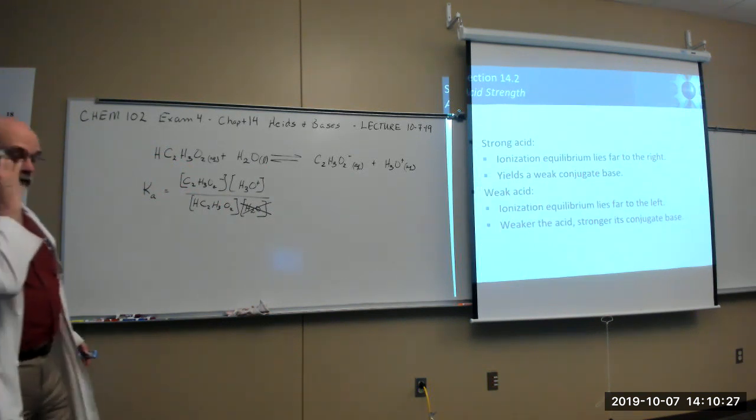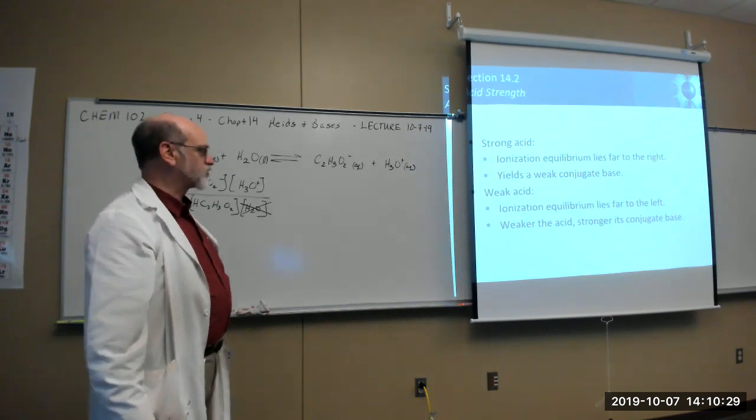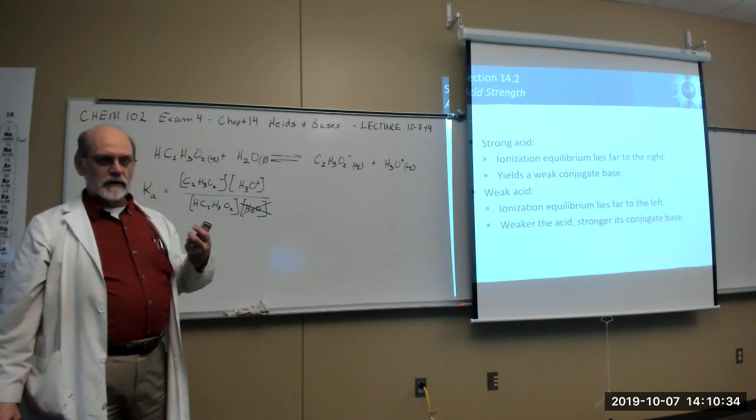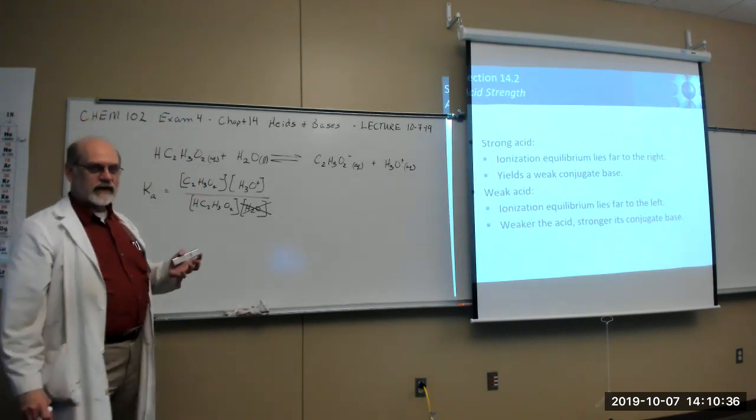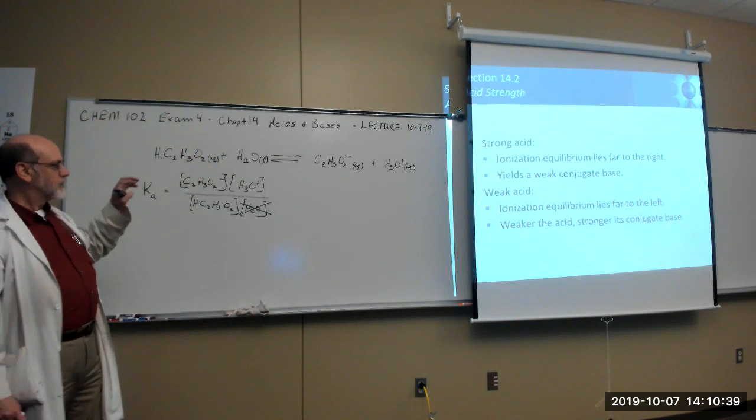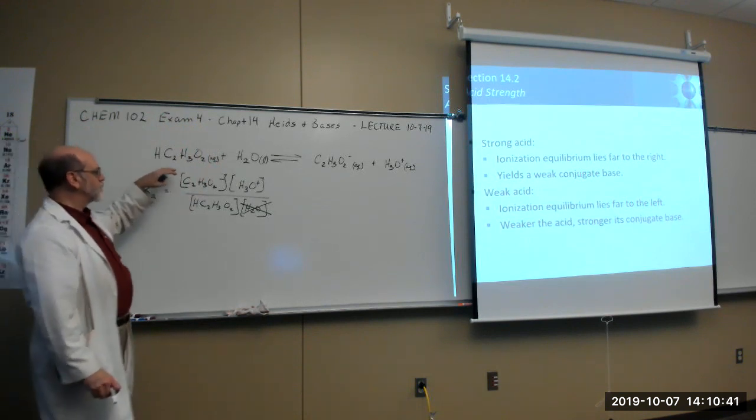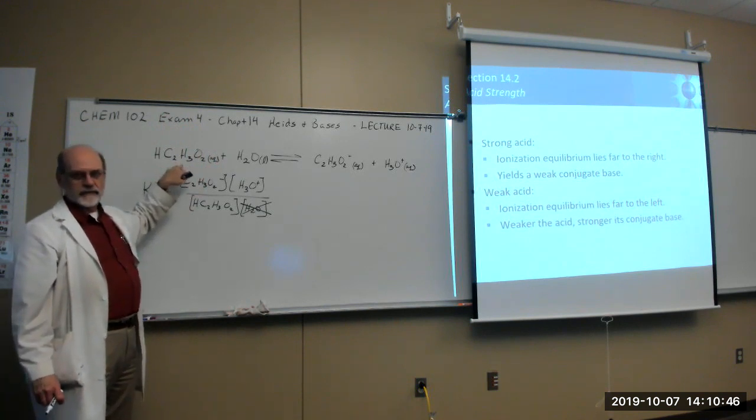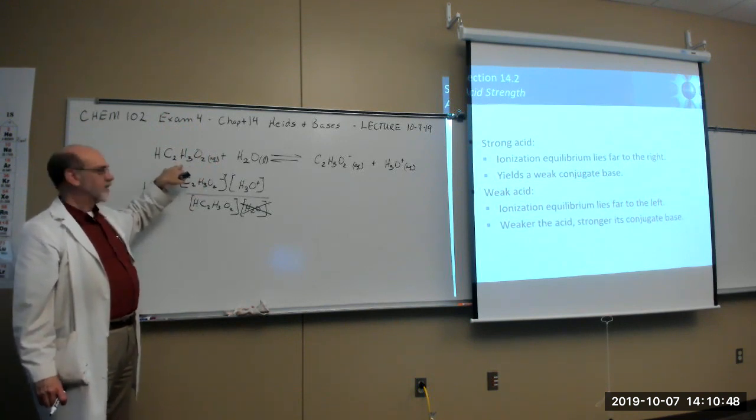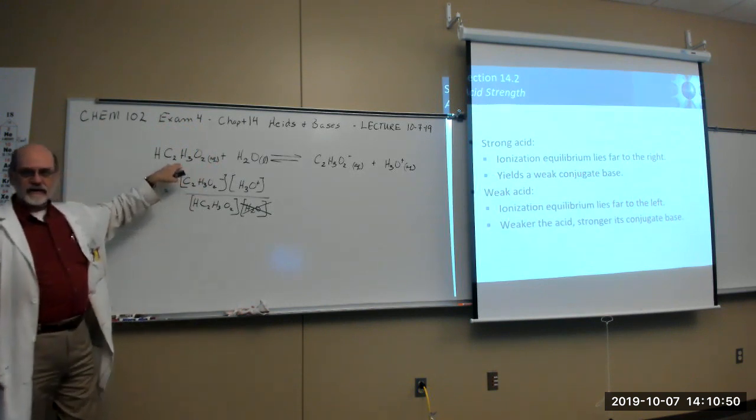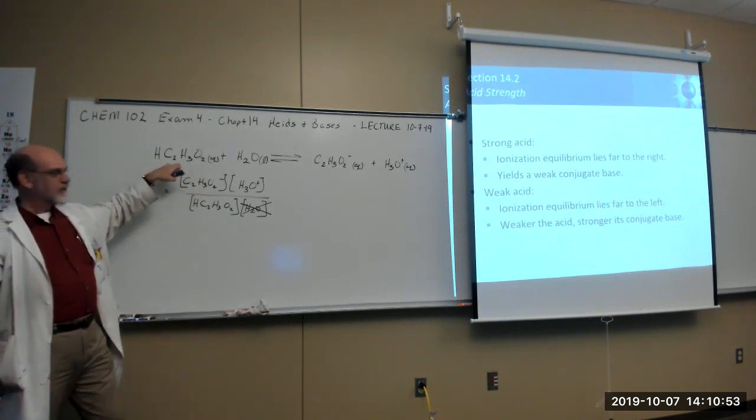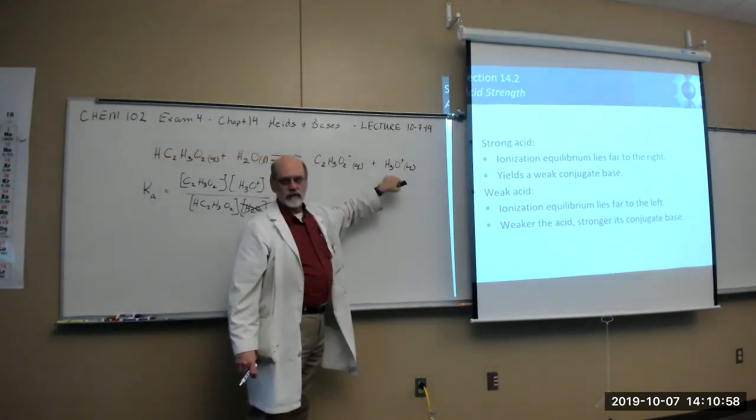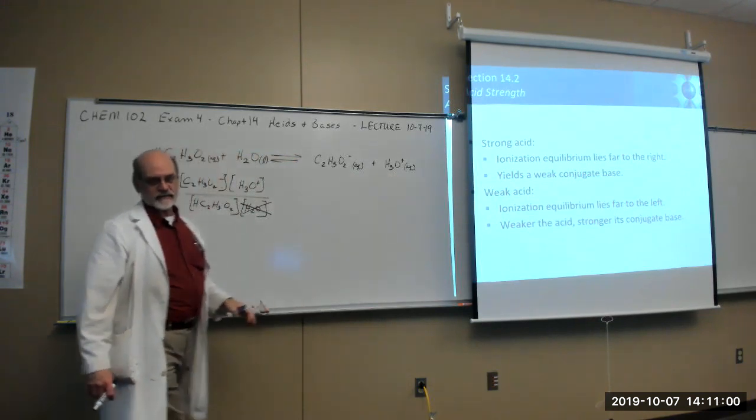Now we come to definitions. What do we mean by strong acid, weak acid? Strong and weak refers only to the degree to which this species dissociates. In other words, acetic acid dissociates very little to produce just a few of these and a few of those. So it is a weak acid.